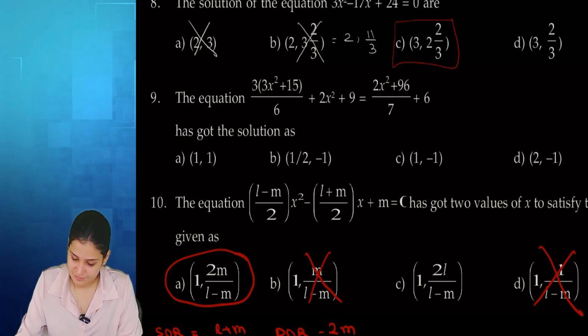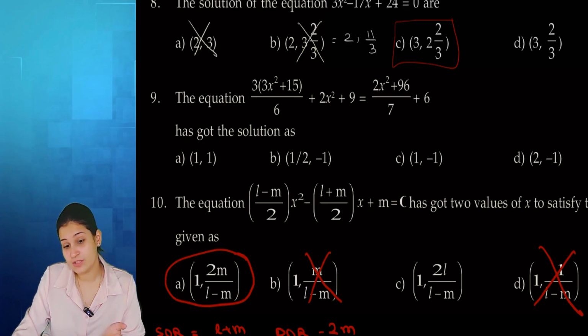Answer for 9. Yes. Okay. If it is A, that means both the roots have to be 1. That means half should not satisfy, minus 1 should not satisfy, right?